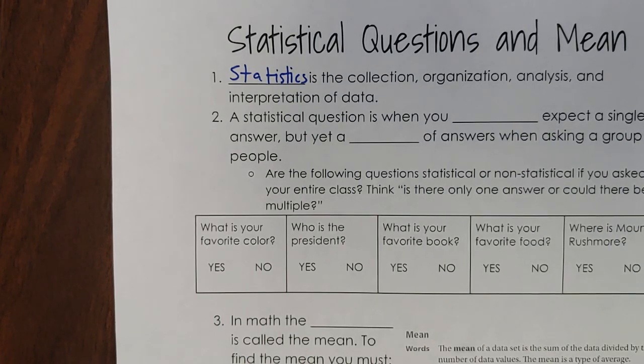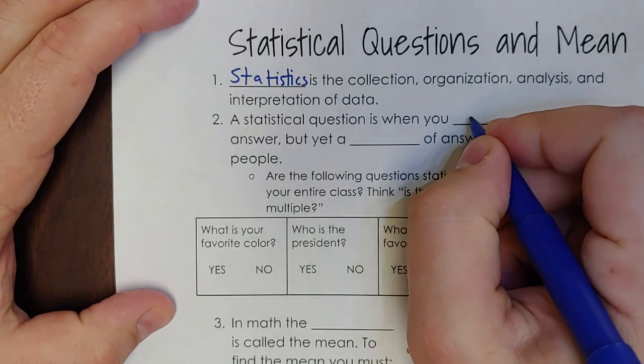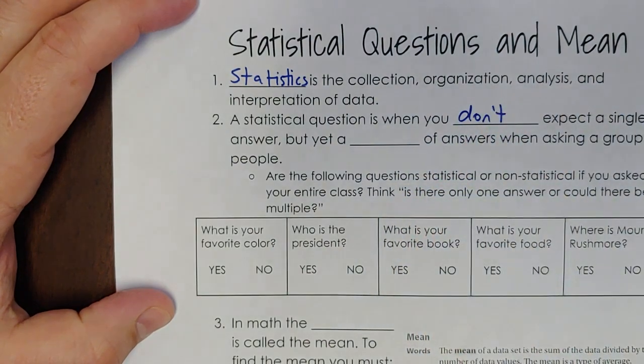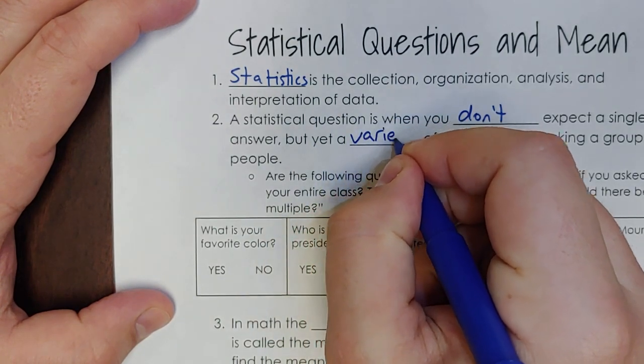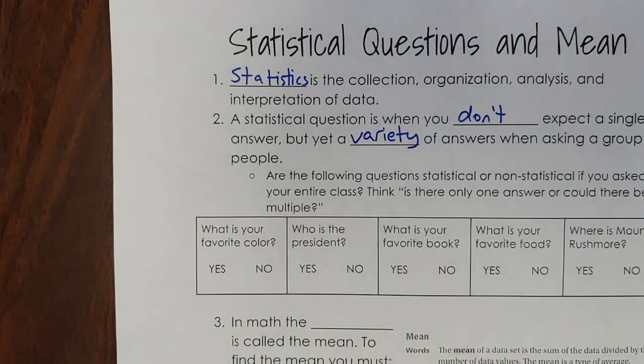All right, statistics is the collection, organization, analysis, and interpretation of data. So you get a bunch of data, and statistics is telling you what to do with all those numbers or answers to different things. So a statistical question is when you don't expect a single answer, but yet a variety of answers when asking a group of people.